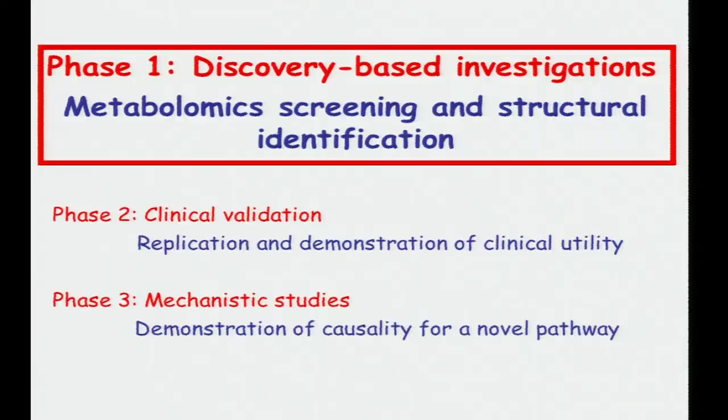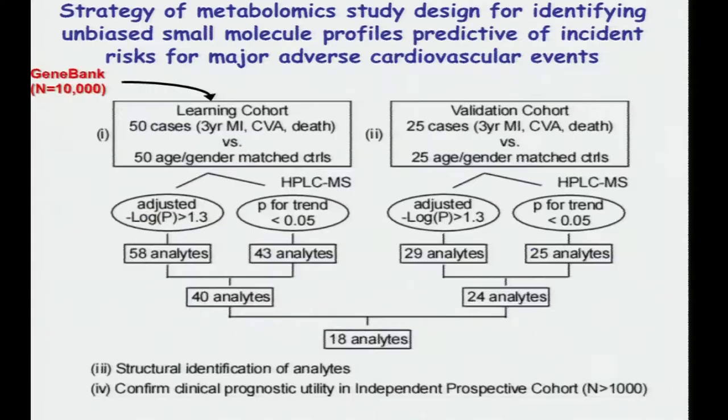Okay, so how did we actually get into this? I am not a microbiologist, and my history has not been working on the microbiome. Instead, I'm actually a chemist and run the mass spectrometry facility at my institution. And we started with an unbiased metabolomic screening study. We were using a cohort for which I'm the PI. It's called GeneBank, has over 10,000 subjects for whom we've collected their blood and then followed longitudinally over time.